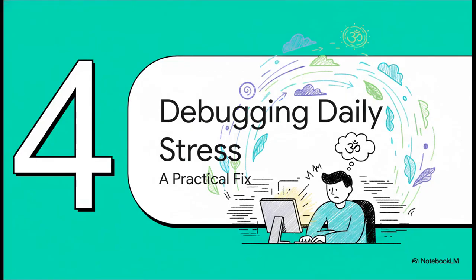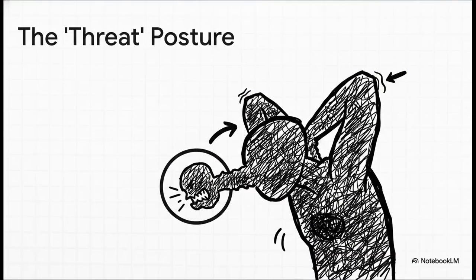Okay, this all sounds great in theory, but let's debug a real-world problem. Let's talk about the stress and tension that builds up during hours of focused work at a computer. We all know this one. Without even realizing it, so many of us adopt what you could call the threat posture. Your jaws clench tight, your tongue is pressed hard against the roof of your mouth, your shoulders are slowly creeping up towards your ears, your head is jutting forward toward the screen, and your breathing has gotten really shallow, or maybe you're even holding your breath.